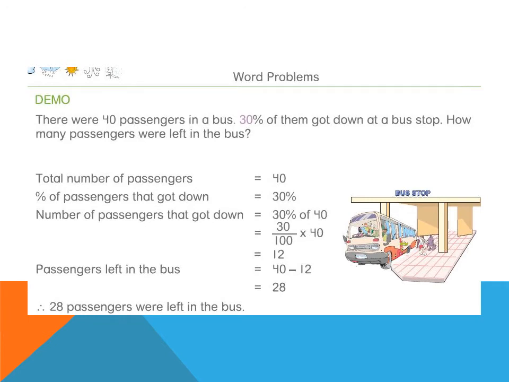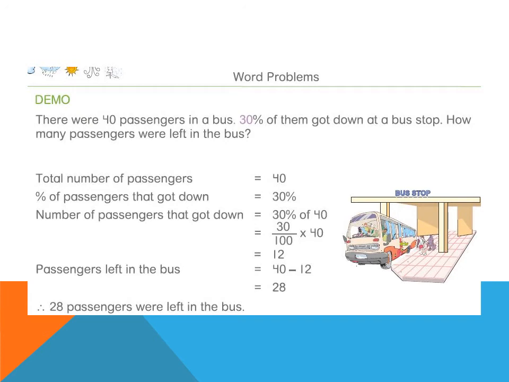Now another set of word problems. Look at the demo. There were 40 passengers in a bus. 30% of them got down at a bus stop. How many passengers are left in the bus? This is just like the previous problem that we have done, the boys and girls type.